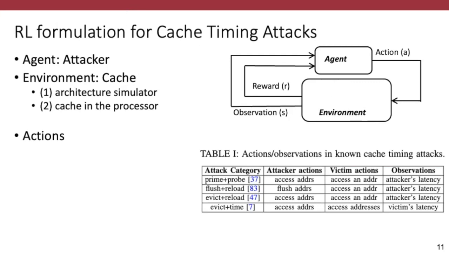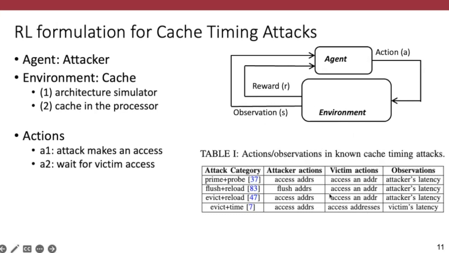To formulate this problem, we look at all the known attacks, or some representative known attacks. Here, this table lists some very well-known attacks. Most of the actions are for the attacker to make an access, and also for the victim to access a memory, so that the victim will access an address that depends on the secret, which leaks information to the cache. And since the goal is for the attacker to know the secret, in the end we hope the agent can guess the secret, so we can evaluate whether an attack is successful or not.